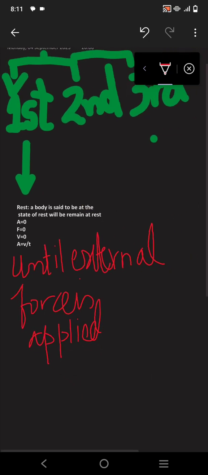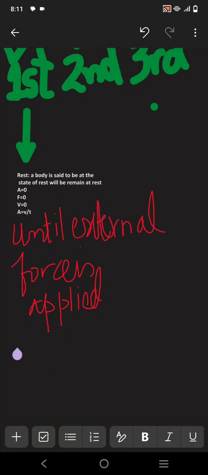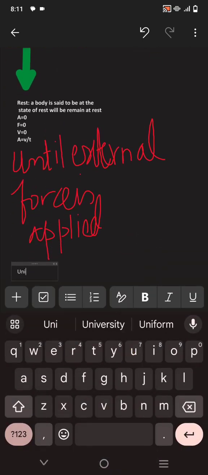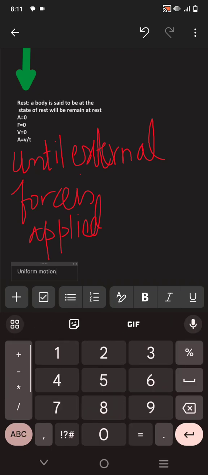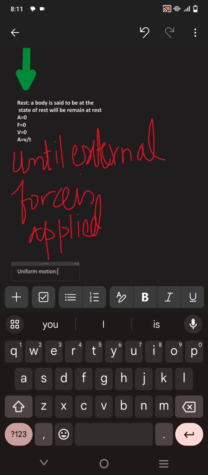So the next definition is of uniform motion. What does uniform motion state? Uniform motion means a body is said to be in uniform motion when it is moving with uniform velocity.